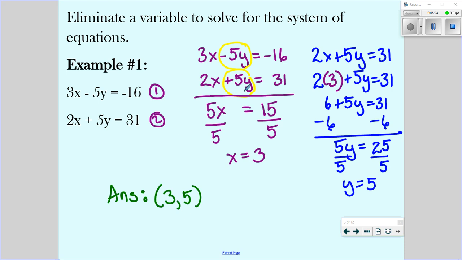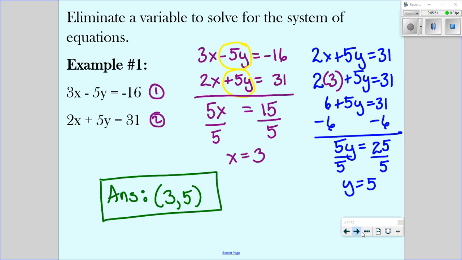So again, in order to do that, you have to make sure that either the x or the y, whichever you choose, has opposite signs. So negative 5y and positive 5y, we were able to eliminate it. So that way we can solve for x. And then once we found x, we plug x into one of the equations to find y. And then we get our final answer in coordinate form.